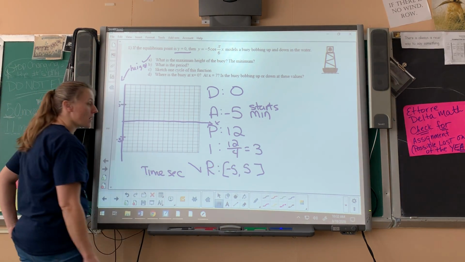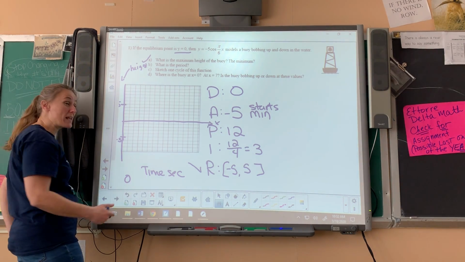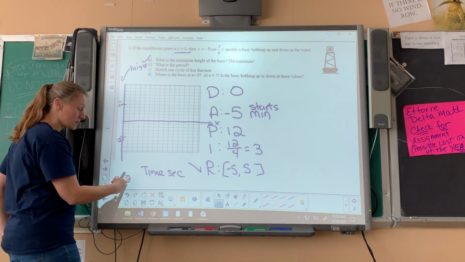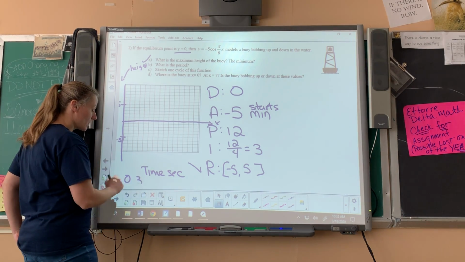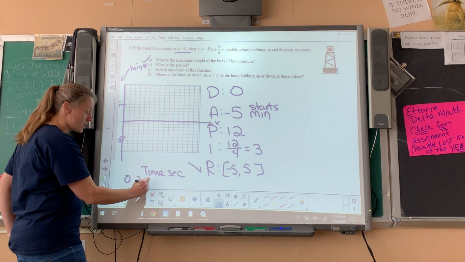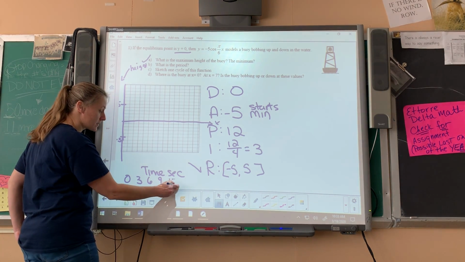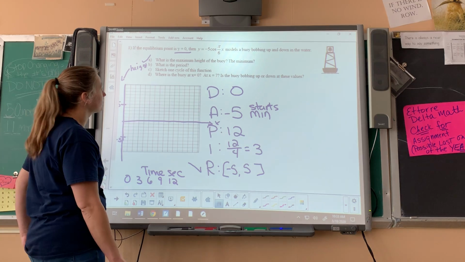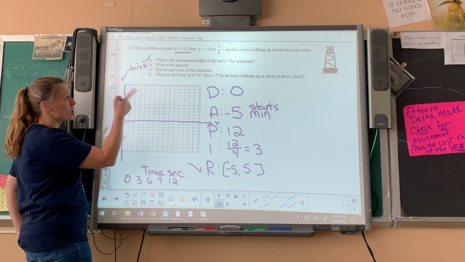Okay, now we have to do our interval. So we have to label our points. Remember, 0 is the first point. Then we count 4 more points. So this is our first one. 4 more points by 3s. So 0, 3, 6, 9, and 12. That's one cycle there. 5 points, 1 cycle.